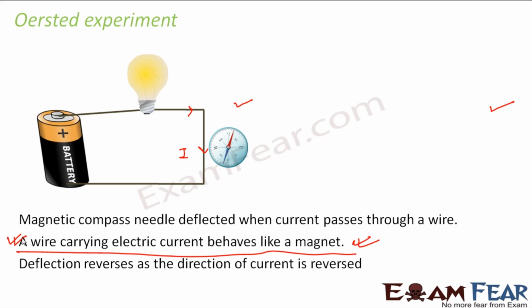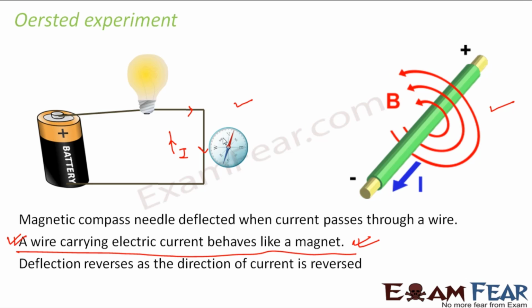And he also observed that the deflection reverses as the direction of current is reversed. So that means if you now connect the battery in the opposite way such that current flows like this in the circuit, then the deflection will also get reversed. So that means the deflection was varying in a similar way as current was doing.